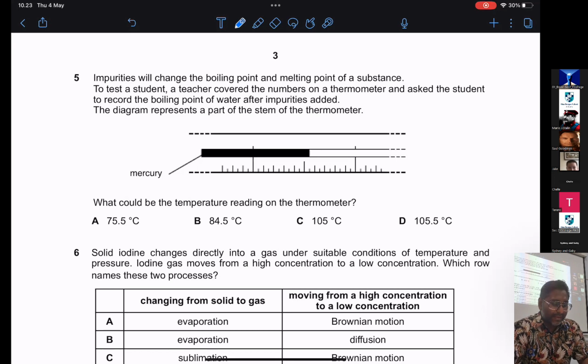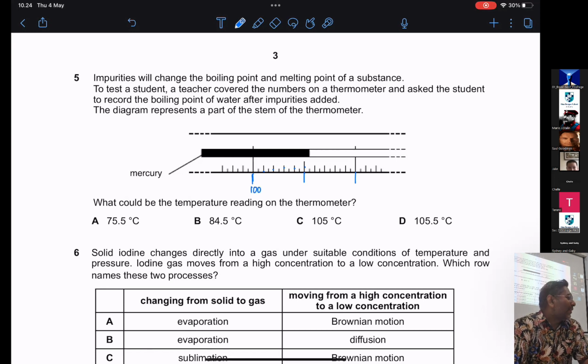Let's see. First of all, water. Generally, the boiling point of pure water is 100 and the melting point is 0. But when there is impurity, what will happen to the boiling point? Decrease or increase? You're telling increase or decrease? Naomi is telling increase. You are telling increase also. So the boiling point is increasing. How about the melting point? Decrease.